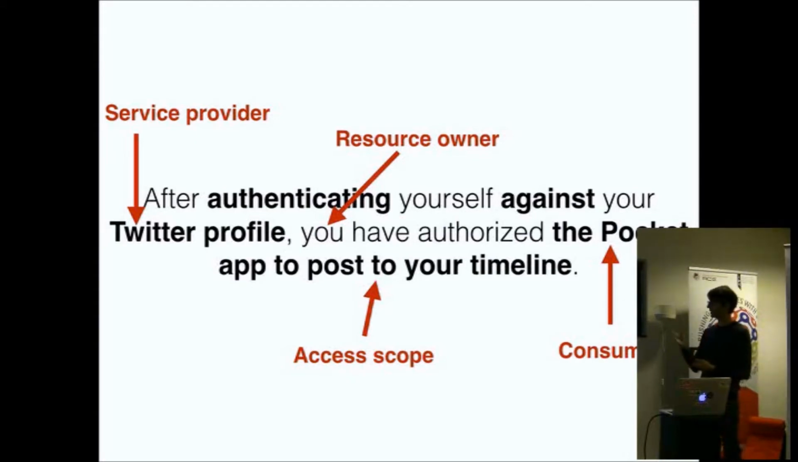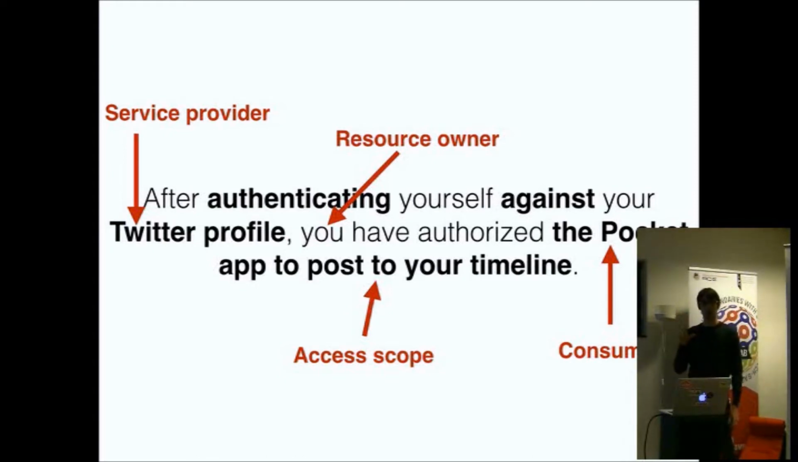So, using the same sentence as before, I can point at all the actors of this user flow. One actor is the resource owner, the user. In the example, it's me who's sitting in front of the computer or having my phone in my hand. The other actor is the service provider. So Twitter is providing an authentication service. And the app that wants to get access to the resource that I'm the owner of is the consumer or client.